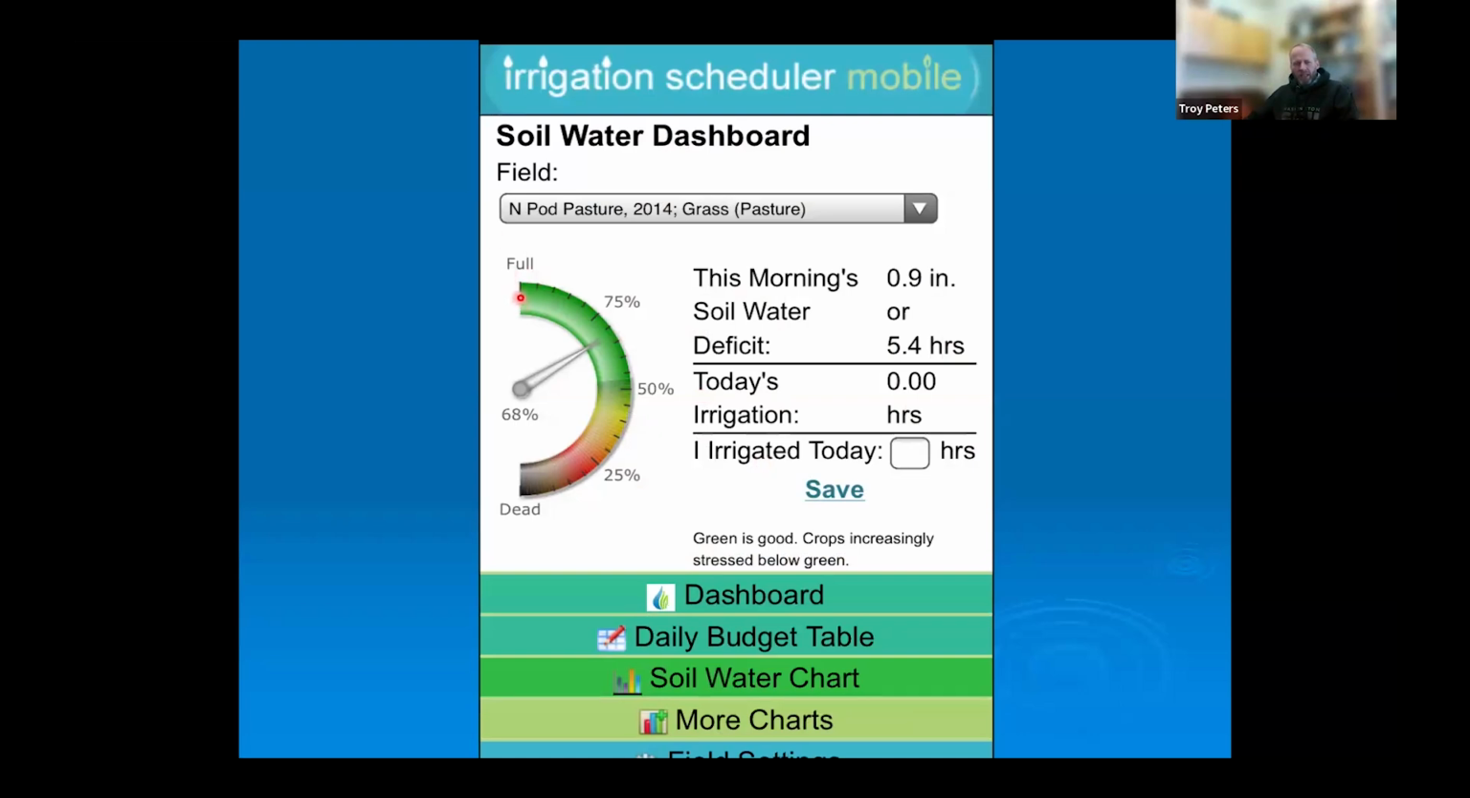And the idea is when this is field capacity, here's permanent wilting point. So we just use full and dead. In this case, MAD is 50%. So anywhere in here, you're fat and happy. You see increasing amounts of water stress down here. So this is kind of the gas gauge way to look at it.